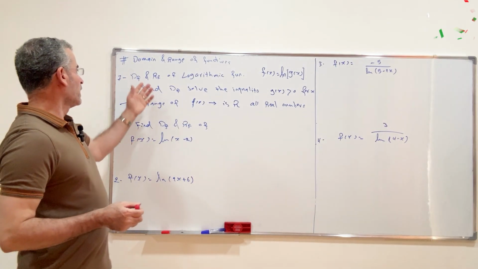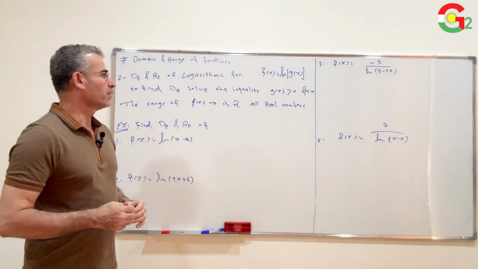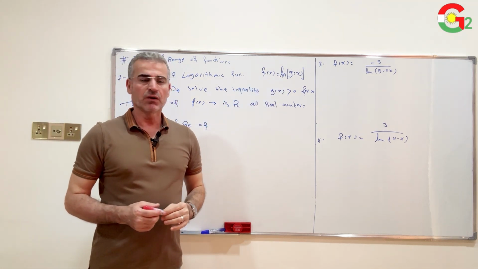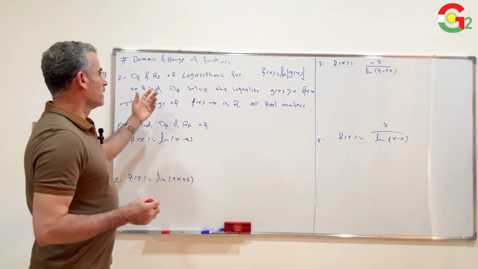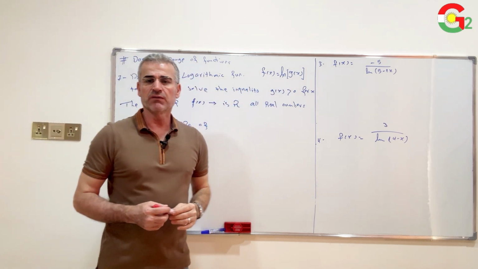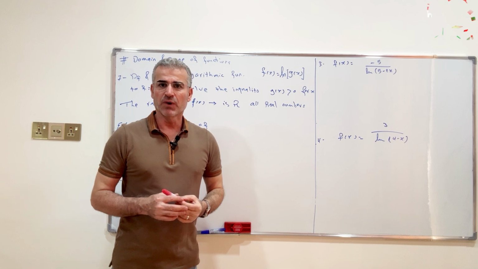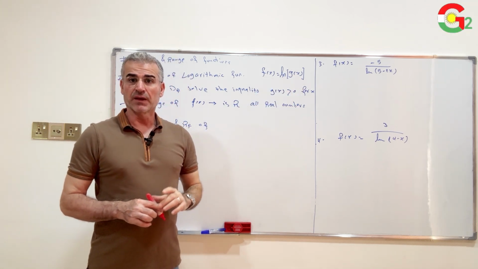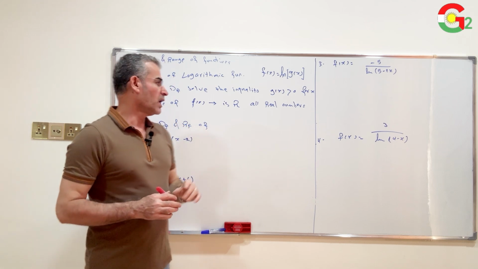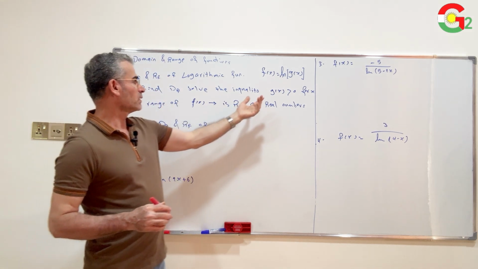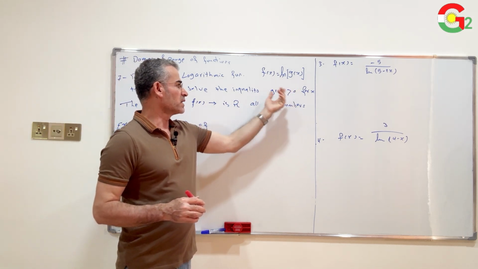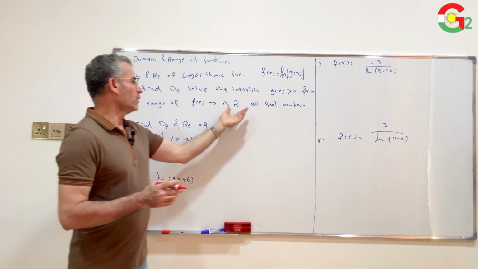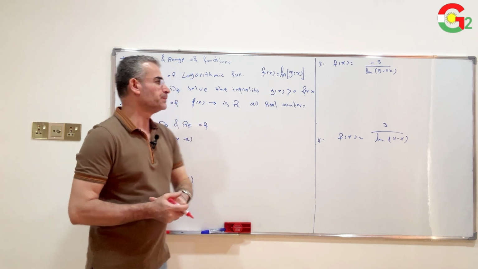Number 7, domain and range of logarithmic function. F of x equal ln g of x. For the domain, since the ln is defined only for positive numbers, then I'll set g of x greater than 0 and solve this inequality for x to find the domain. The range is all real numbers.